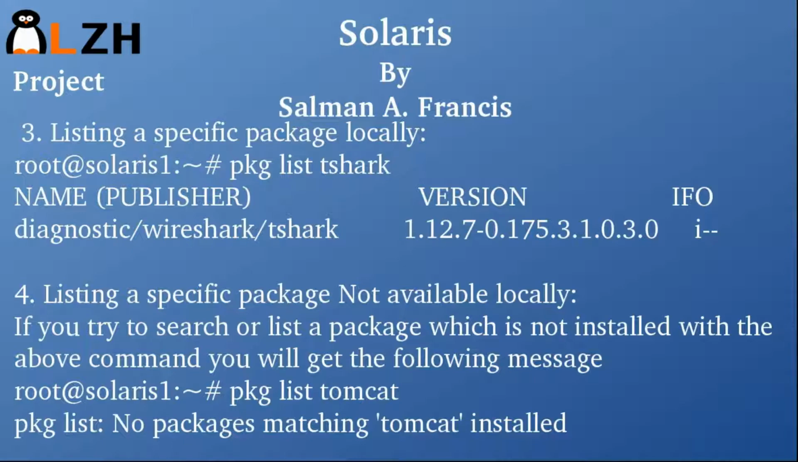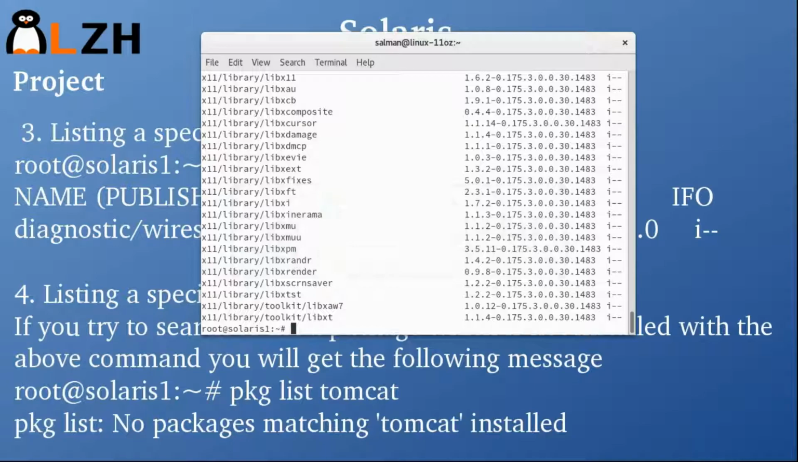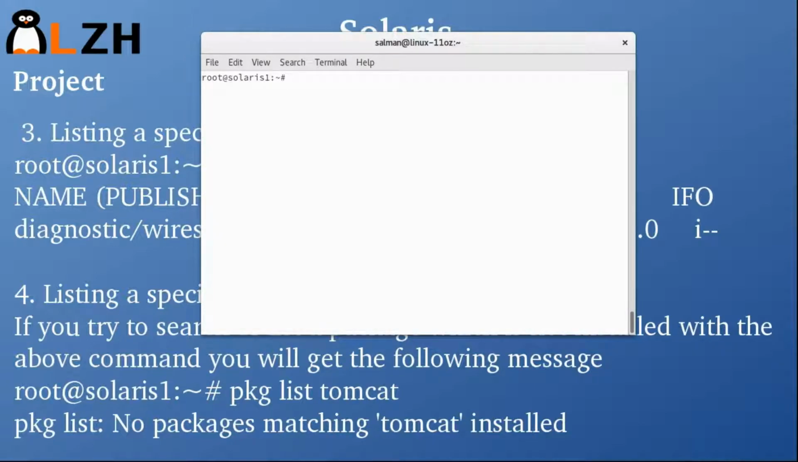Okay, so in order to list a specific package, let's say a package is locally available on your system and you want to list it, we use pkg list and the package name. In our example it's going to be tshark. Let me clear the screen. pkg list tshark, and you can see it's giving us full information: the version is 1.12, and the package is part of Wireshark and it's present in the diagnostics group.